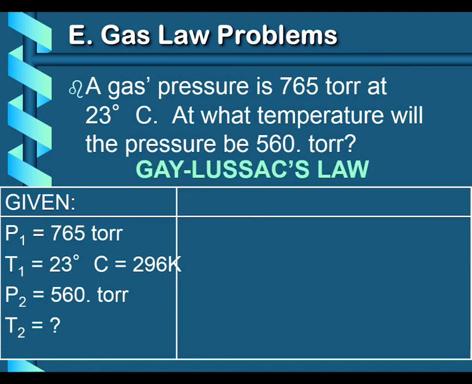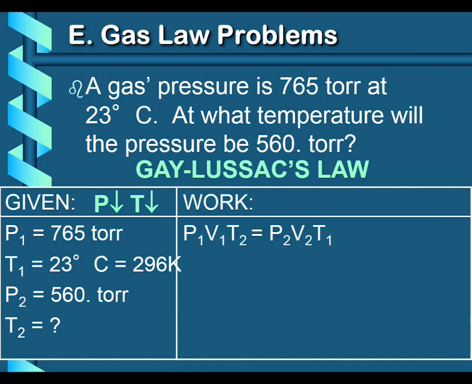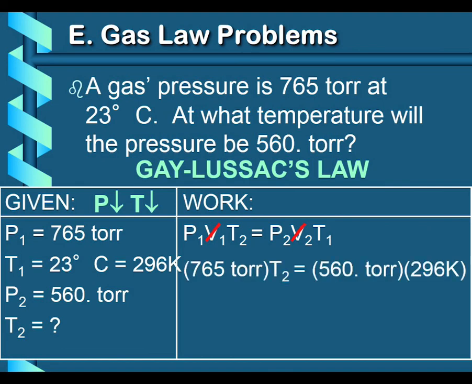This is Gay-Lussac's law. Since it only deals with pressure and temperature, volume is going to be held constant. And so we'll mark out V1 and V2, plug in our other information. Once you plug it in, you're going to be solving for T2. So divide both sides by 765 torr. Again, the torrs cancel here. You're left with T2 equals. And when you solve for this, your answer will initially be in Kelvin.